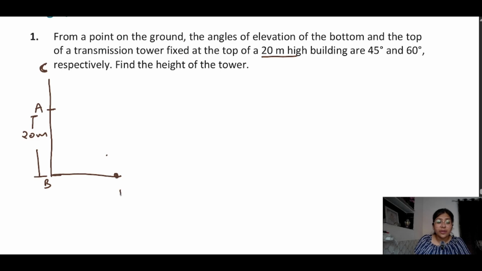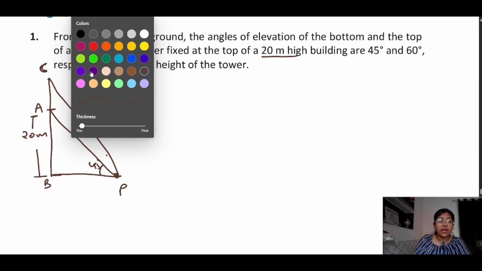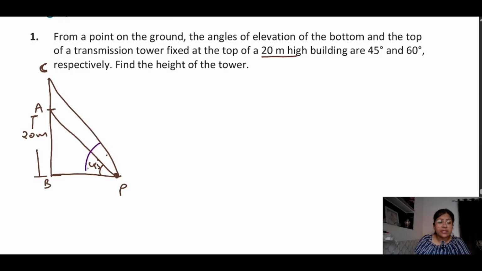Okay, from a point P on the ground, the angles of elevation of the bottom of the transmission tower, AC is the transmission tower, A is the bottom of the transmission tower, and C is the top of the transmission tower, are given as 45 degree and 60 degree. This is the whole question given. We need to find out the height of the transmission tower. Let the height of the transmission tower be h.